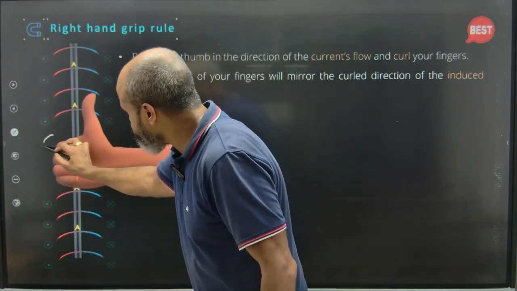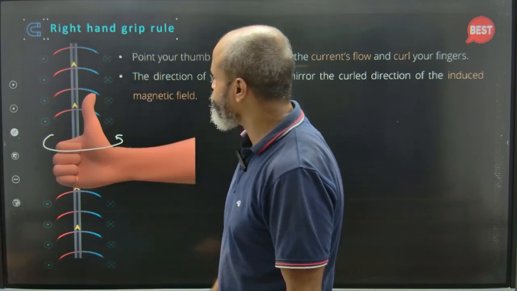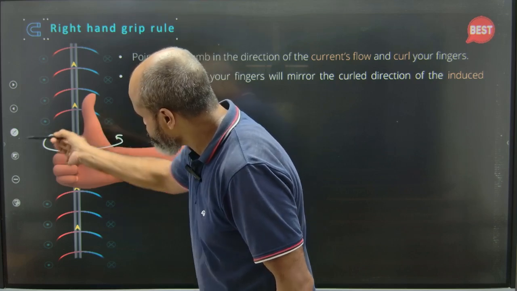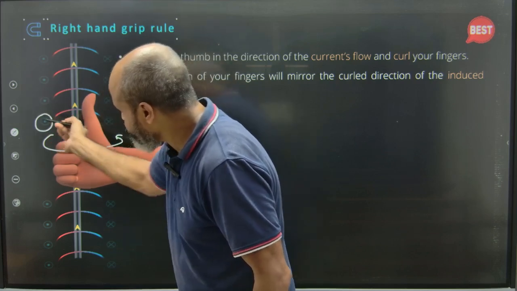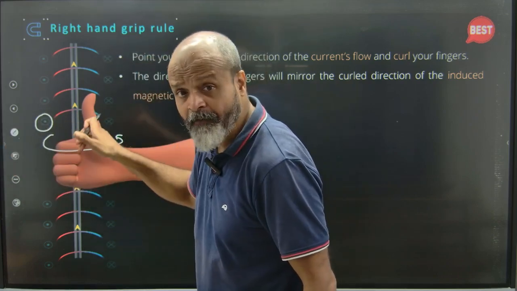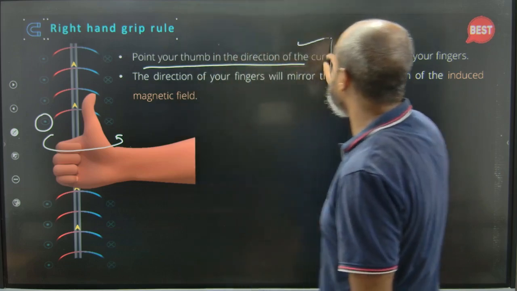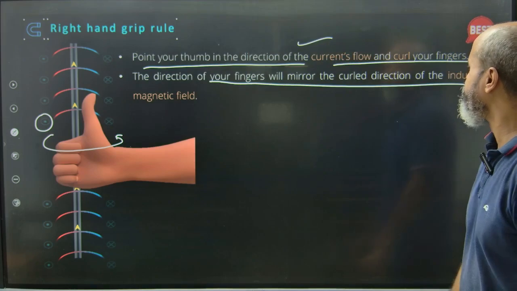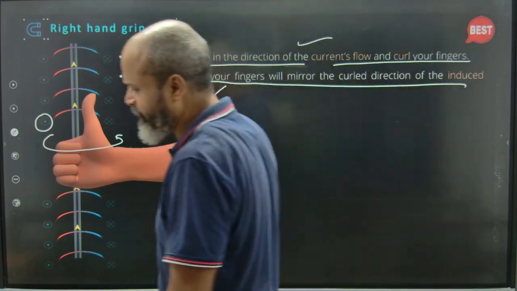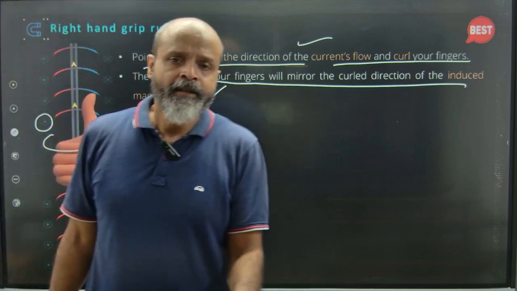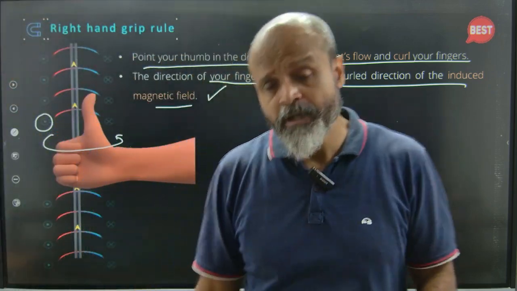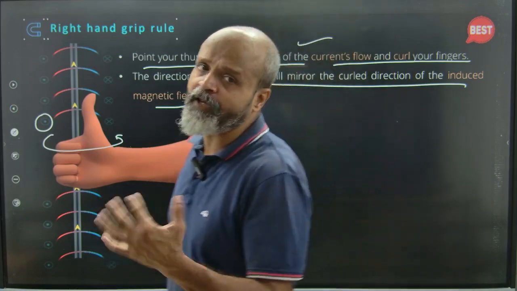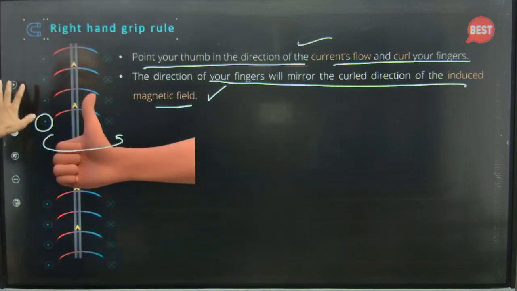So encircling of fingers. Now in this case, if you see, this is going inside the board, this is coming outside the board. So here it is towards you and here it is away from you. So point your thumb in the direction of the current's flow and curl your fingers. The direction of your fingers will mirror the curl direction of the induced magnetic field. Induced magnetic field means the magnetic field which has been induced due to the current that is flowing through the conductor. So for every conductor, you will have a magnetic field that is induced.